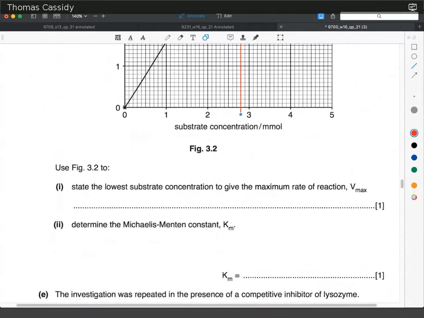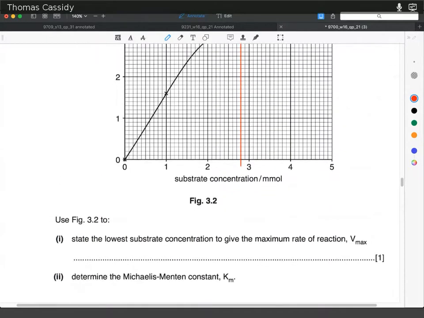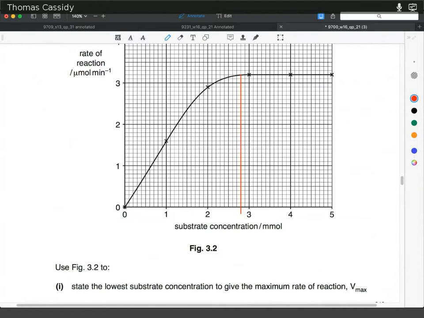But there's not actually any calculation involved, which is nice. Well, there is, but it's very minor. You just have to find half. Basically, when it says Km, it's asking for the amount of substrate we're using at half of Vmax. We were using Vmax just a second ago, so it's not the number we gave.